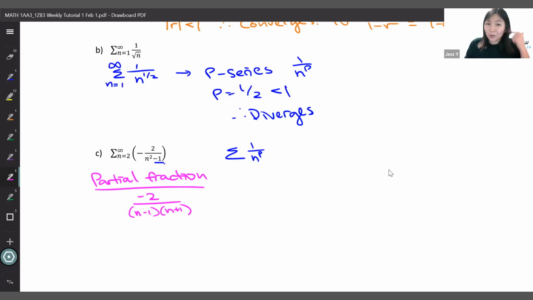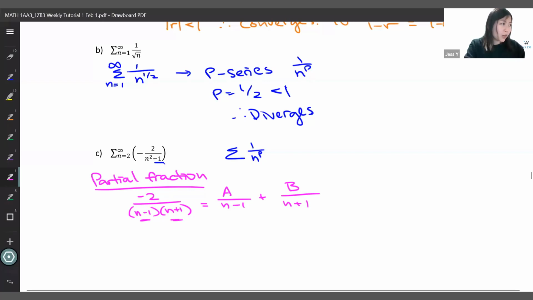And go back to Calc 1 or when you did your integral reviews, partial fraction decomposition. When you have linear terms in the bottom, you just put a capital letter on top and split it up into multiple fractions like that. Okay, just to save us time, because I know you already did your integration review in class, I'm just going to skip through some of these steps here.